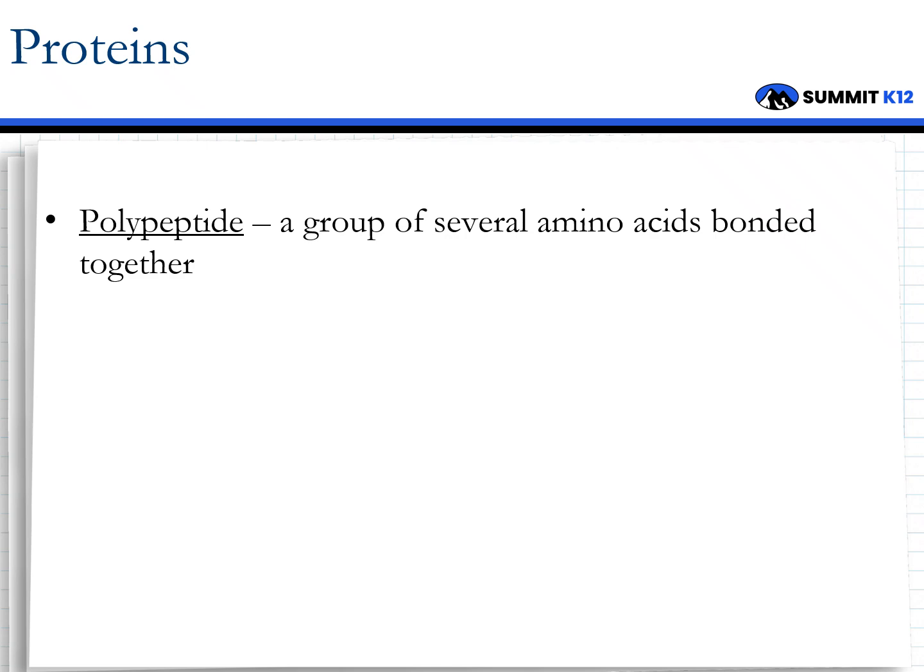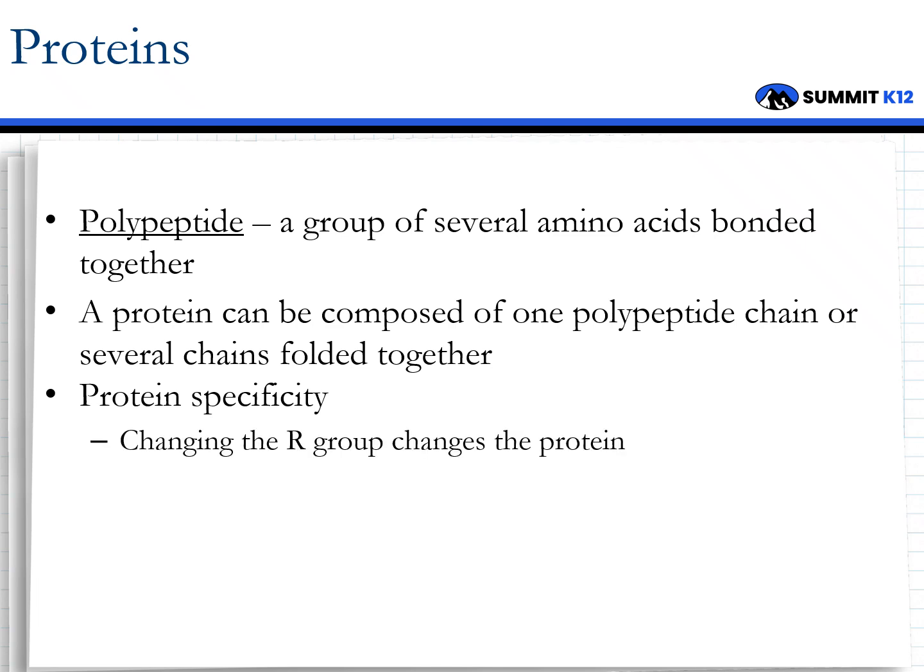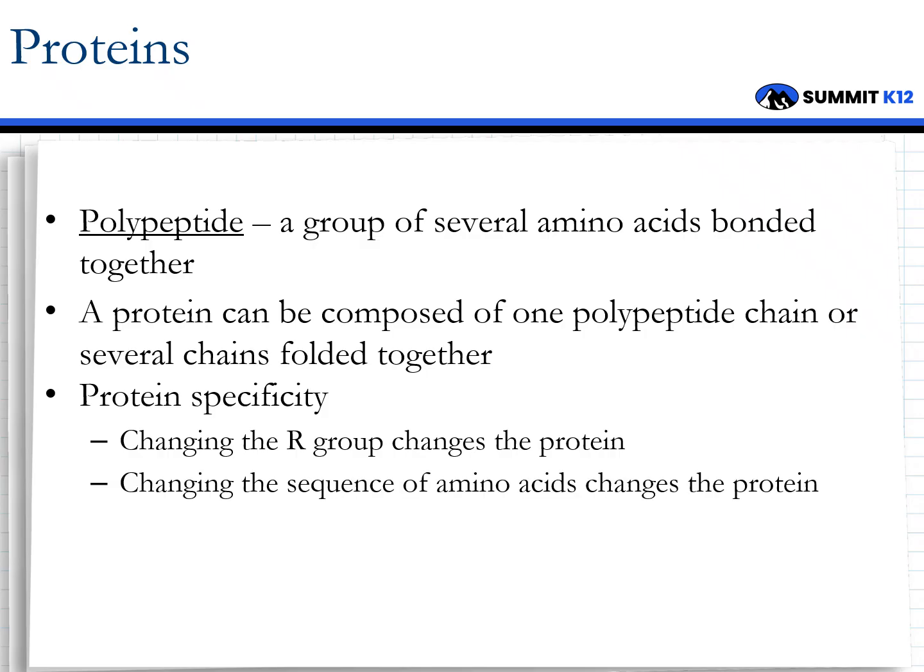So a polypeptide is a group of several amino acids bound together. And a protein can be comprised of one polypeptide chain or several chains folded together in and of themselves. So proteins can be specific, and we can do this by changing the R group, and that will change the protein, right? If we change the structure, we change the function, or we can change the sequence of amino acids. Once again, we're changing the structure, so the sequence of amino acids, and that changes the protein.